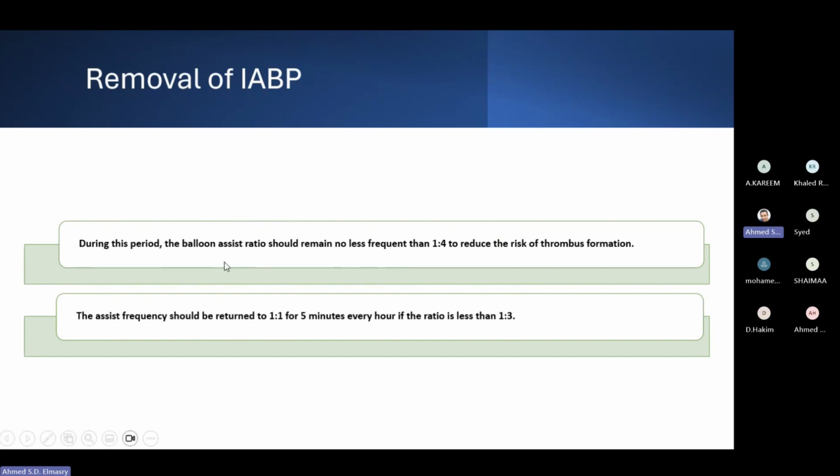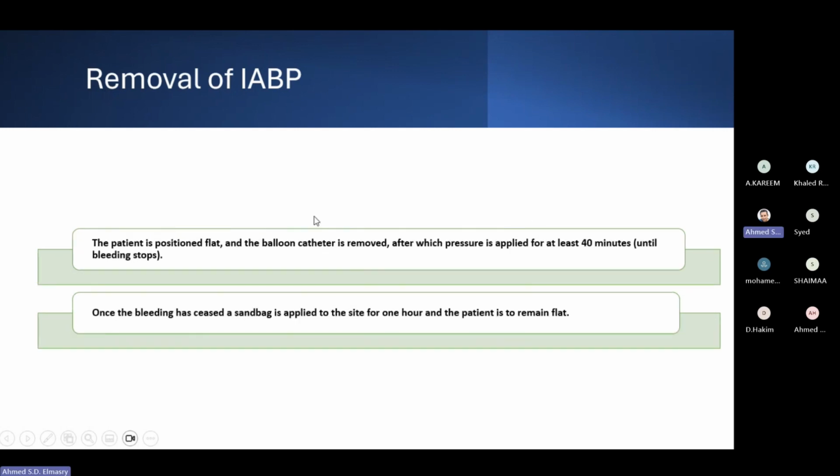In most of the devices, the maximum ratio is 1:3, but there are some intra-aortic balloon devices where you can go to a ratio up to 1:8, but it's not recommended to increase the ratio more than 1:4, because this will increase the risk of thrombosis of the balloon. And the assist frequency should be returned to 1:1 for 5 minutes every hour if the ratio is less than 1:3.